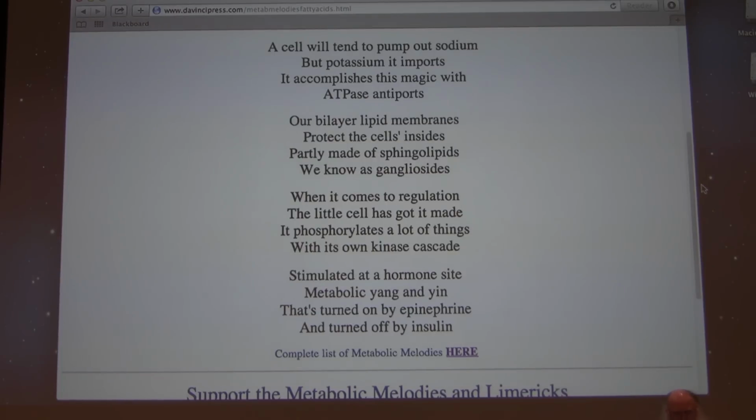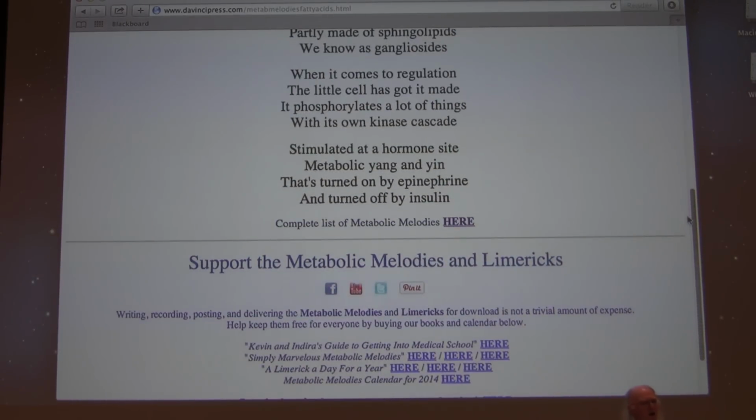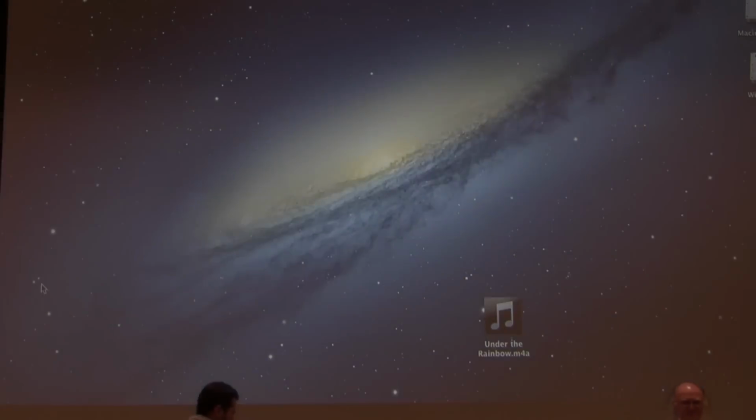When it comes to regulation, the little cell has got it made. It phosphorylates a lot of things with its own kinase cascade. Stimulated at a hormone site, metabolic yang and yin. That's turned on by epinephrine and turned off by insulin.